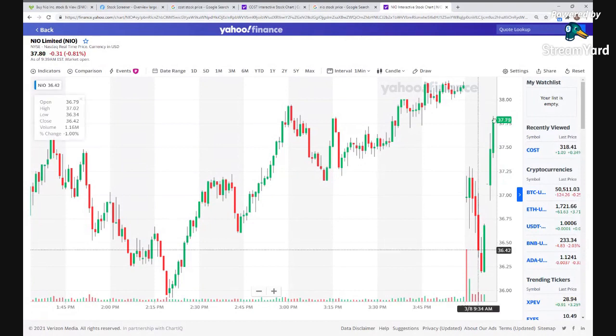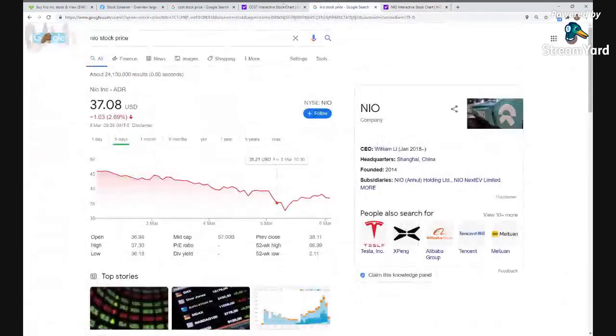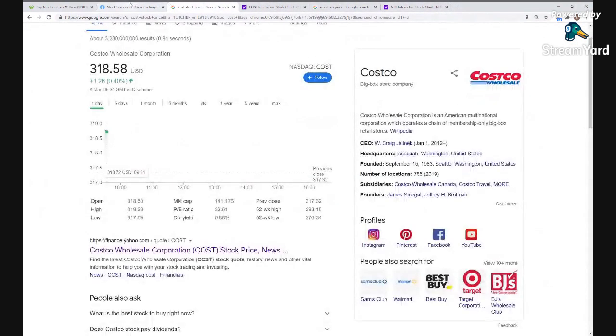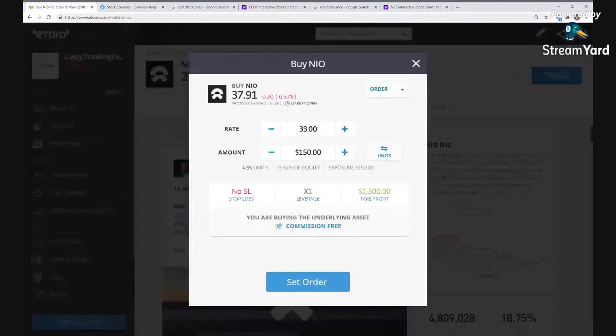But you can see here NEO is growing, growing, growing there. It dropped down to 36, but it's starting to go up again. But just for reference, 33 would be a great price if it dropped down there. So you can set an order. So what happens? You put in the price that you're willing to buy at, how much you're going to invest. And once it gets to this price, you don't even have to watch it. Once NEO drops to $33, eToro will automatically do that trade for you.